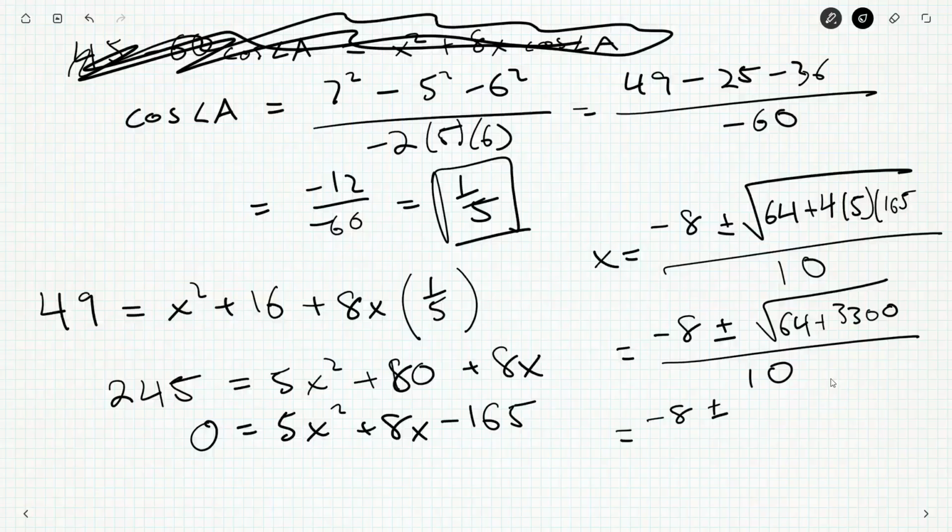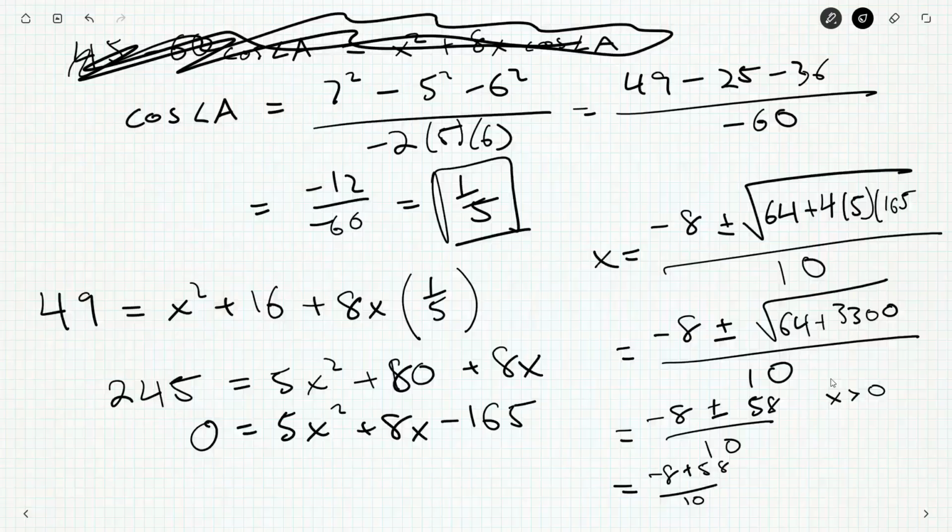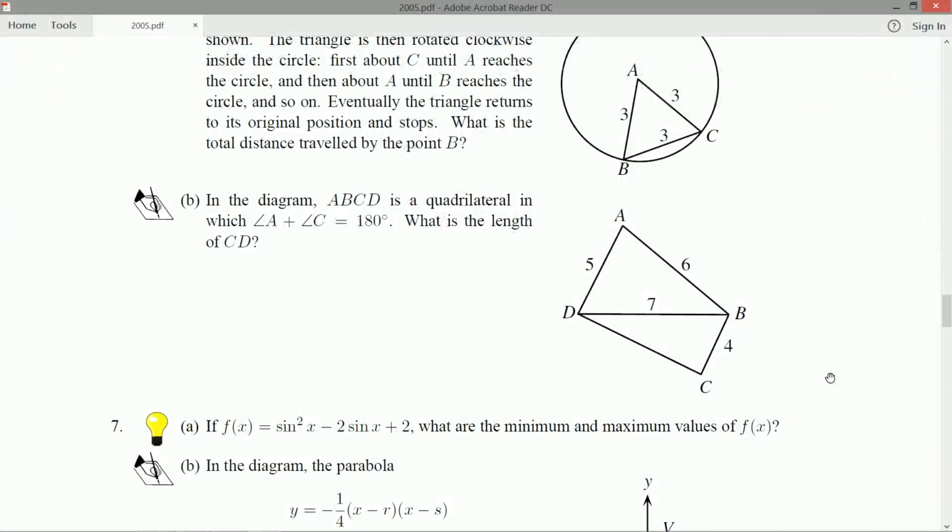Oh, I was wrong. 58 squared. So we'll get a 58 here over 10. So we've got to have the positive one. X is positive. So plus 58 over 10. So that'll be 50 over 10, 5. So that's weird because we got 5 and 5. So ADC is an isosceles triangle. Weird. But okay.